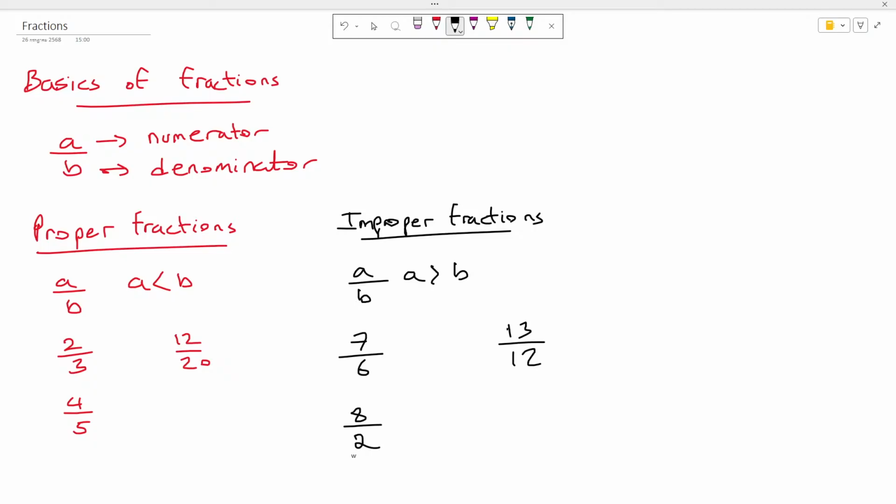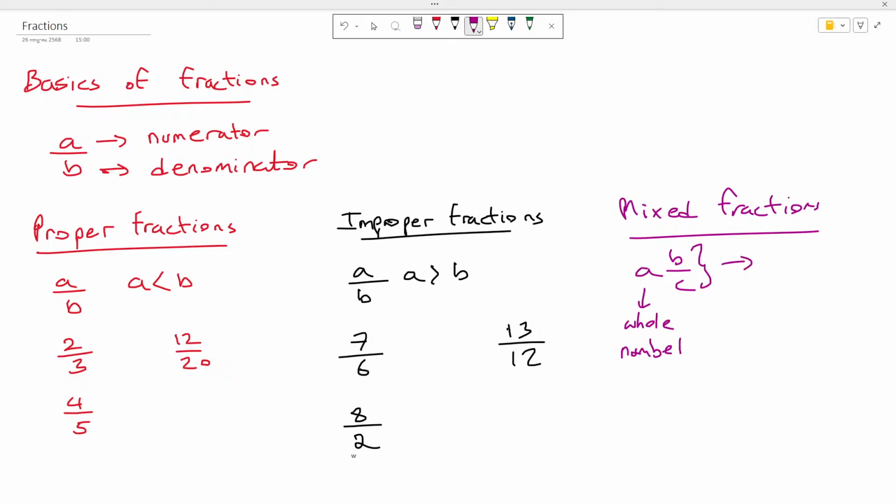Now, from improper fractions, we can turn them into mixed fractions. Mixed fractions will look something like this. It'll be in the format of a b over c, where we have a whole number, which is a, and then b over c will be a proper fraction. So it could look something like 2 and 3 quarters, or 6 and 1 half. All of this is what we would like to call mixed numbers, guys.